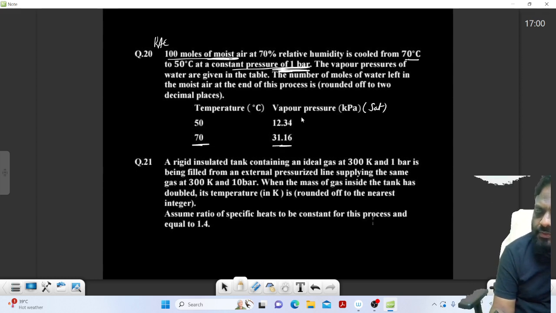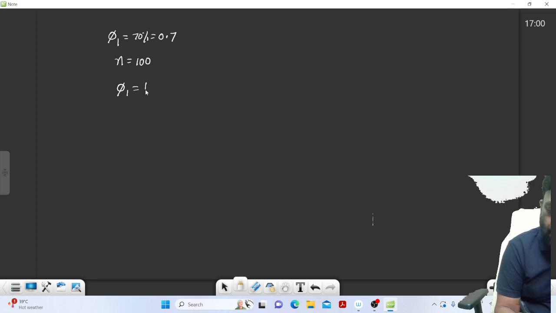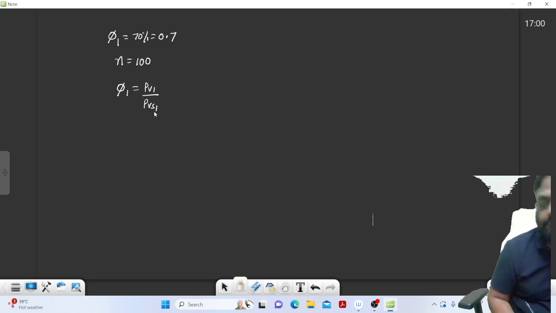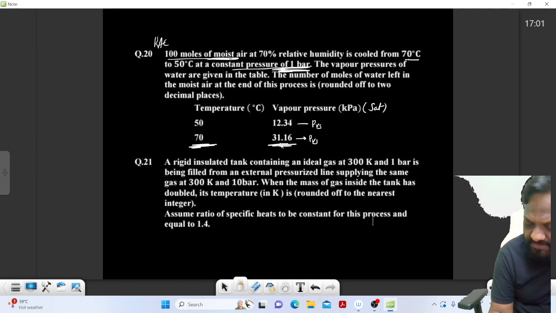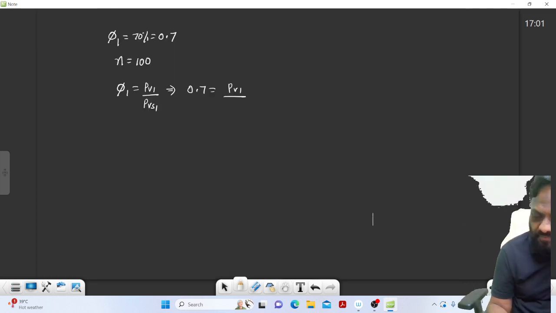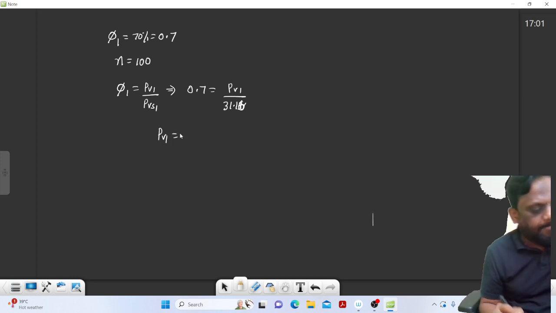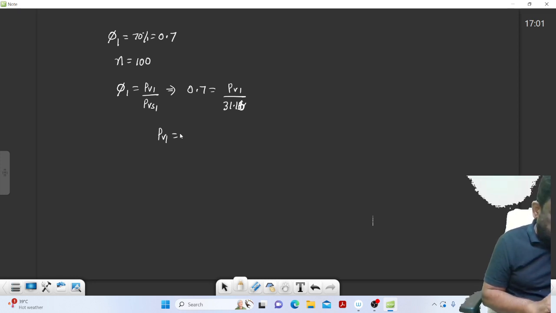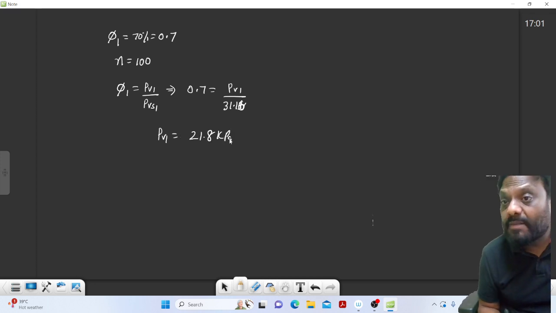At 70 degrees centigrade, the saturated vapor pressure PVS is 31.16. At 50 degrees, it is 12.34. First take initially. We know that phi1 is equal to PV by PVS. The initial relative humidity is 0.7, PV1 by PVS. Initially, what is the temperature? 70 degrees. At 70 degrees, what is PVS? 31.16 kilopascal. If this is in kilopascal, this will also be in kilopascal. Tell me the value of PV1. 0.7 into 31.16 is 21.8 kilopascal. This is the partial pressure of vapor initially.